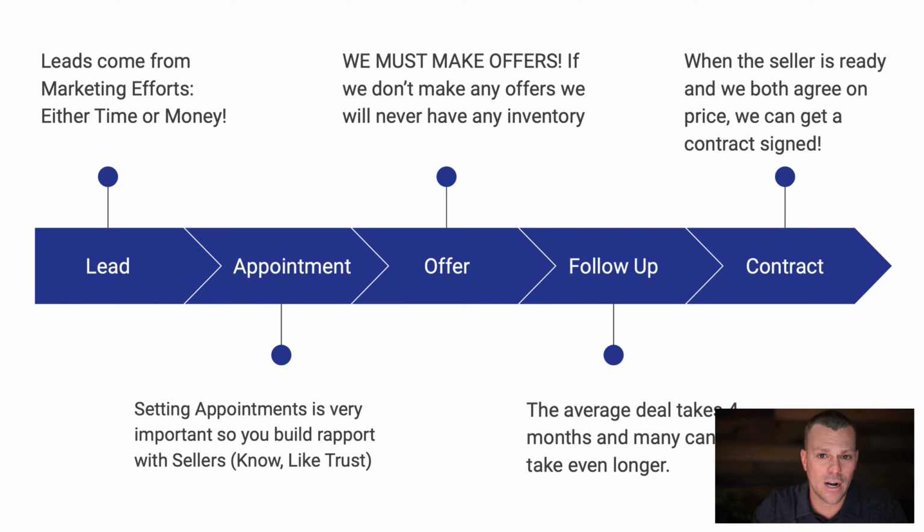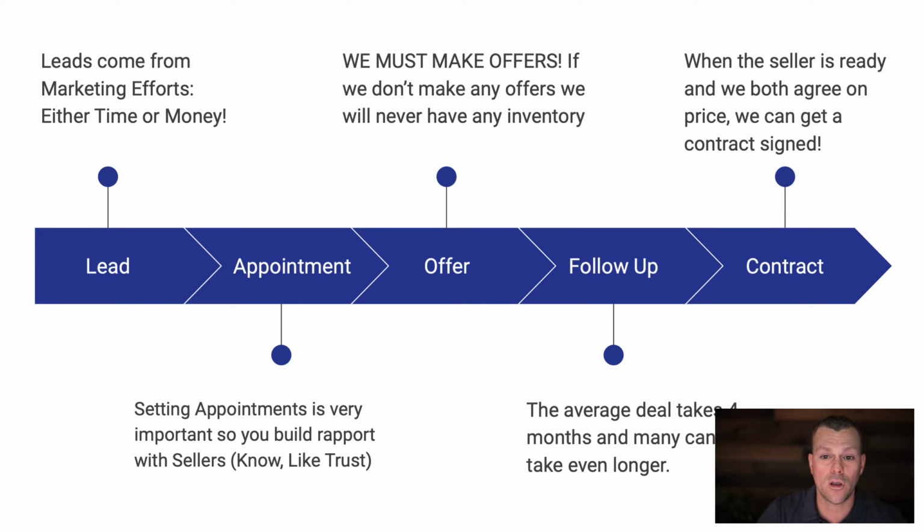Now, here's the flow, right? Leads come in from our marketing efforts. It's either going to be time or money when it comes to marketing. And that's what the lead is. It's all about getting the lead. That's where it starts. We can buy leads, or we can generate our own leads, like from Driving for Dollars, per se. Some leads are going to come from inbound efforts. Others are going to come from outbound efforts. Don't overthink it, though. This business starts and ends with leads. All right. It's basically a marketing business before it's any other business. So keep that in mind.